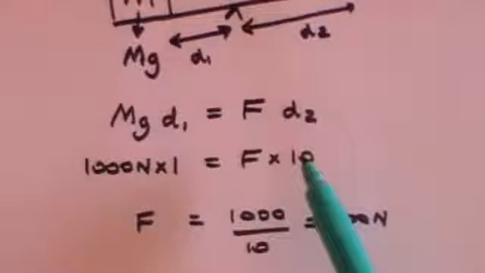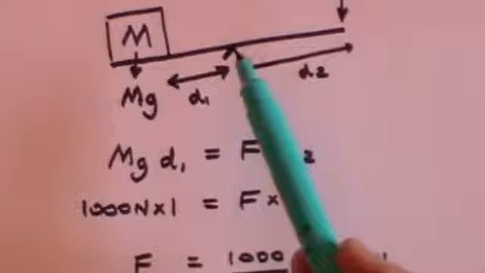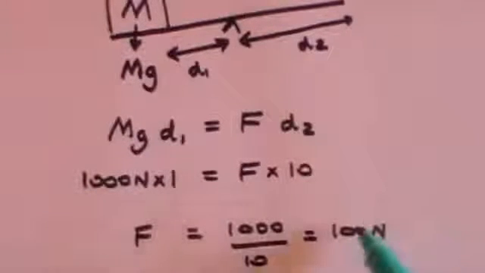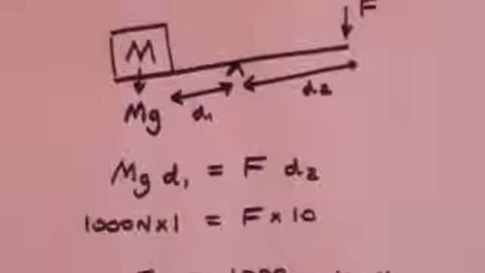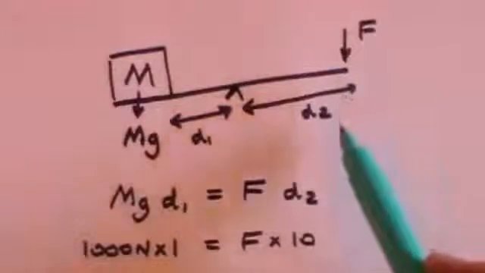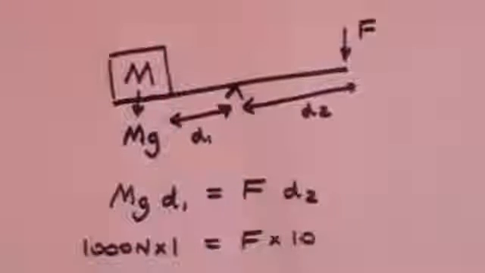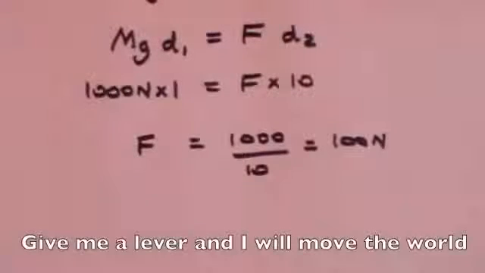provided we are 10 times further from the pivot point than the weight is. In fact, if we use exactly 100 newtons, all we will do is to precisely balance the weight. But if we use 101 newtons, if we just do a little bit more, then we will push this down and we will lift the weight up. And that gave rise to a very famous saying, "Give me a lever and I will move the world."